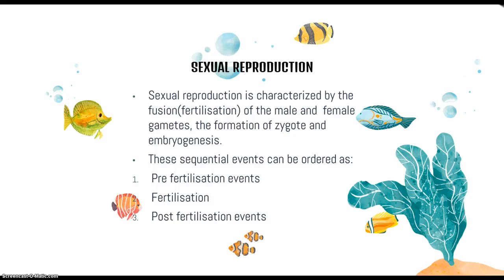Sexual reproduction. We'll move with this sexual reproduction. As I've said, this sexual reproduction is not that easy. You have to see every part of it. You have to see each and every section. You have to understand each and every part of those sections. Now, this sexual reproduction can be summed up like this. Sexual reproduction is characterized by the fusion or fertilization of the male and female gamete and the formation of zygote and embryogenesis. Too many heavy words in this one. Fertilization or fusion, male-female gamete, zygote, embryogenesis.